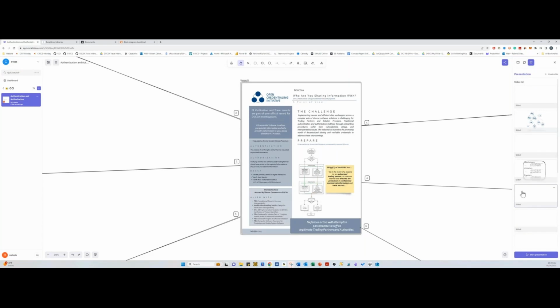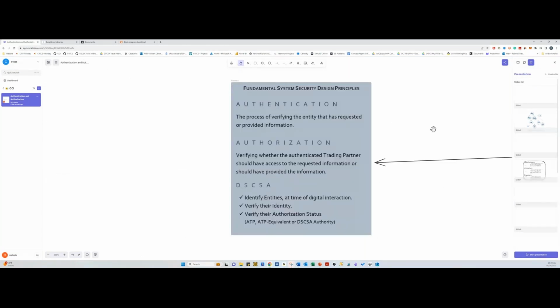So let's see if my slide works here. From a fundamental design principles standpoint, before we even get into how this occurs or the processes that have been identified for doing authentication and authorization, and again, we're only talking about verification and tracing. For TI exchange, we're using our individual onboarding processes for that.